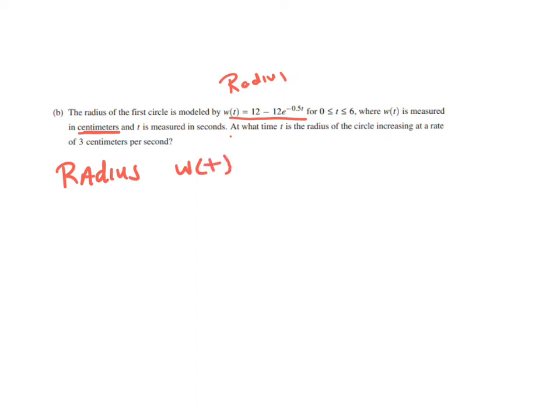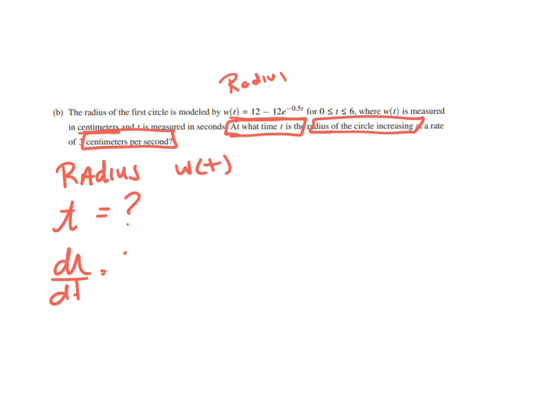The question is at what time? So let's be clear what we're solving for: the question is asking you to solve for t. At what time is the radius of the circle increasing? The radius increasing means dr/dt. Another giveaway is the units: centimeters per second tells me that's a rate with respect to time. I'm not going to use pi r squared this time because they told me what they want me to use for radius. They want me to use that given function.